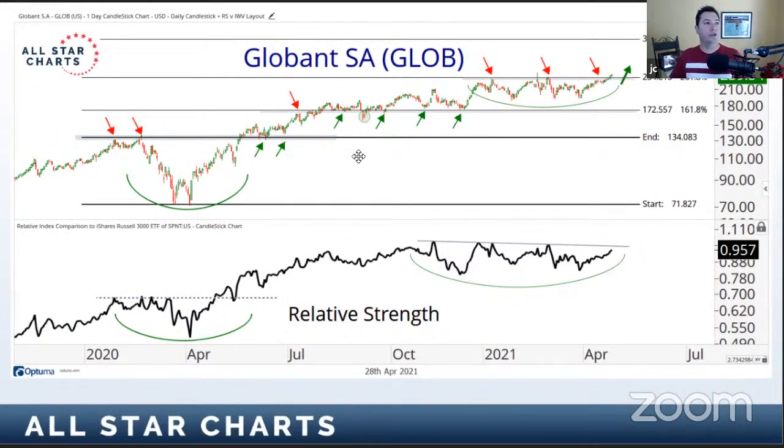All right. So, of the 2 to 100 club, let's talk about this. So, in the 2 to 100 club, I really like this name, Globe. So, this is Globant.